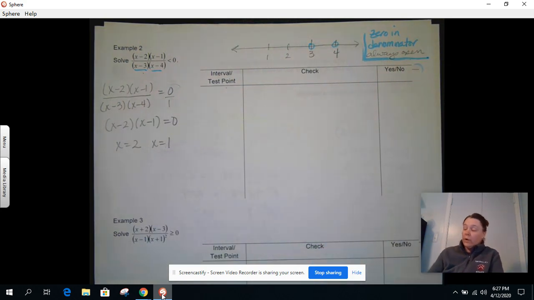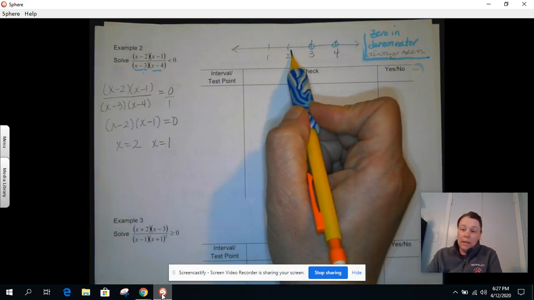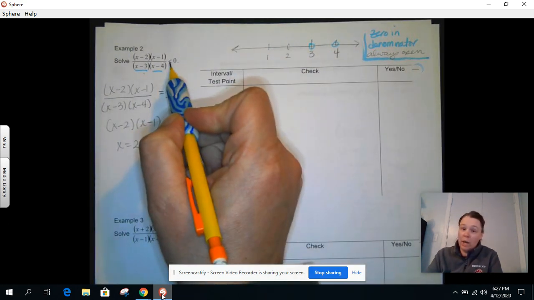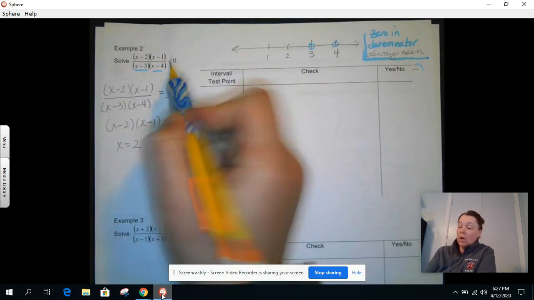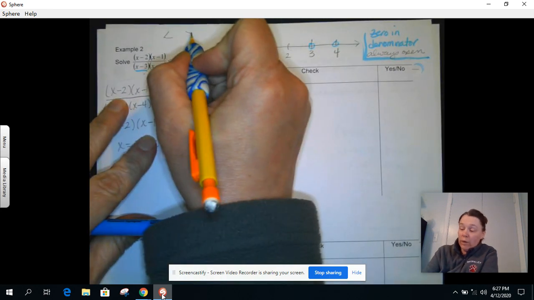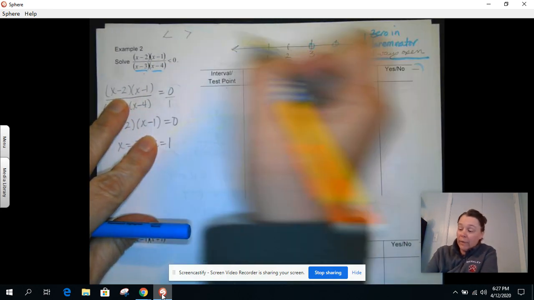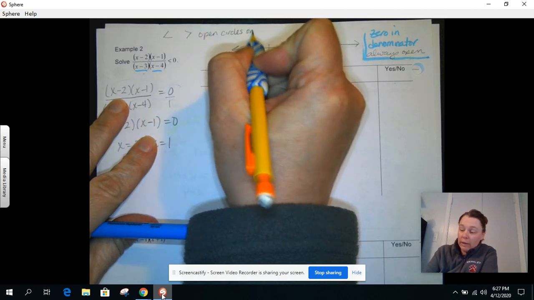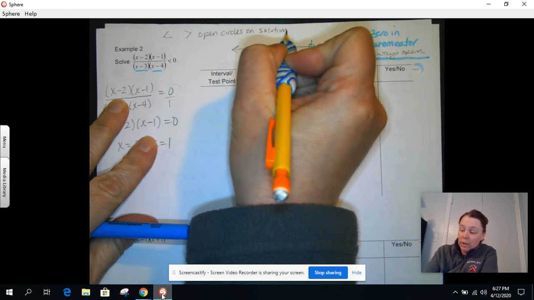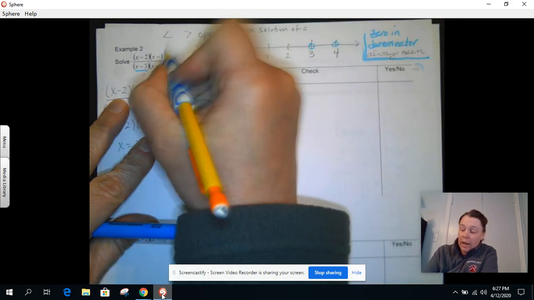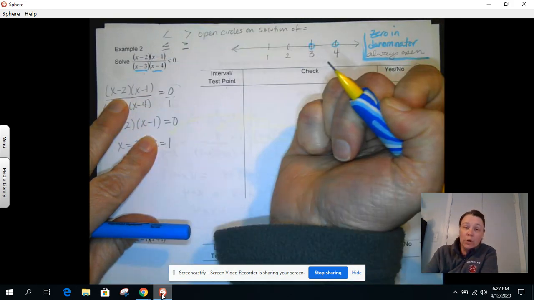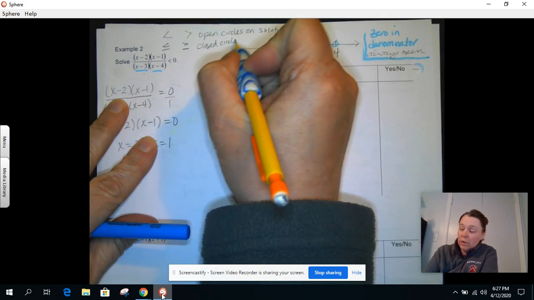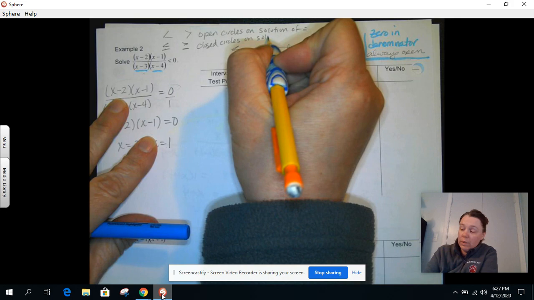Now, whether or not these are open or closed is going to depend on the inequality, right? Because these values would make it equal 0. Actually, I want whatever makes it less than 0. So if I have a less than or a greater than symbol, I'm going to have open circles on the solution of the equation. And if it's a less than or equal to or greater than or equal to, I'm going to have closed circles on those solution values.